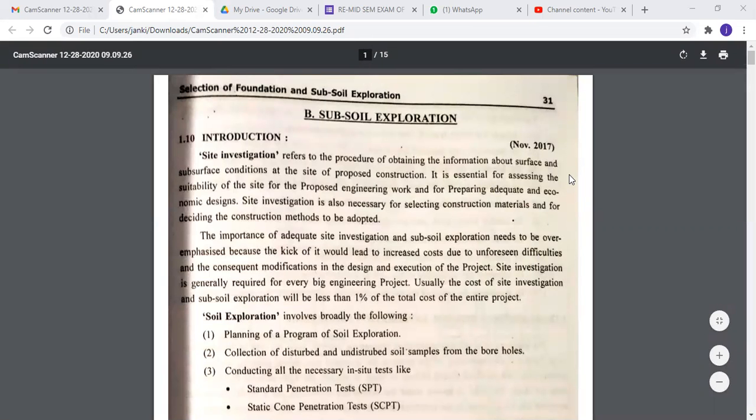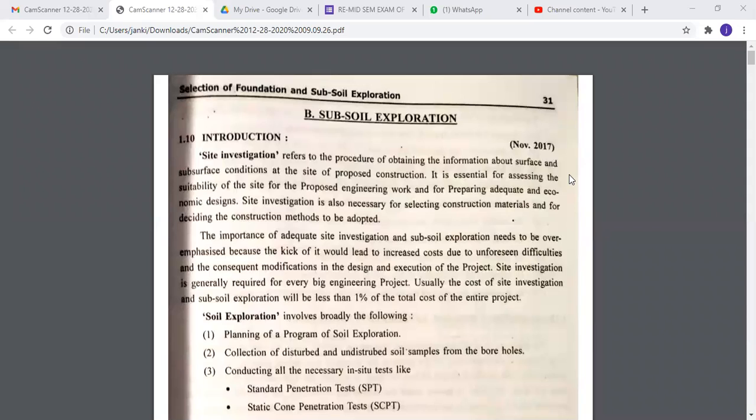Okay, good morning, students. So we're starting our lecture here, and in the previous lecture, we just saw the first topic, which is the selection of foundation and related topics. Now we move forward to this topic, which is subsoil exploration, right? So what is the meaning of subsurface exploration, and what are the methods adopted for this exploration, right?